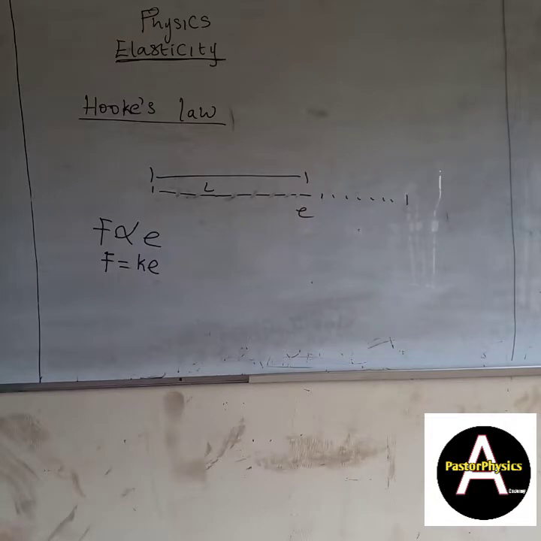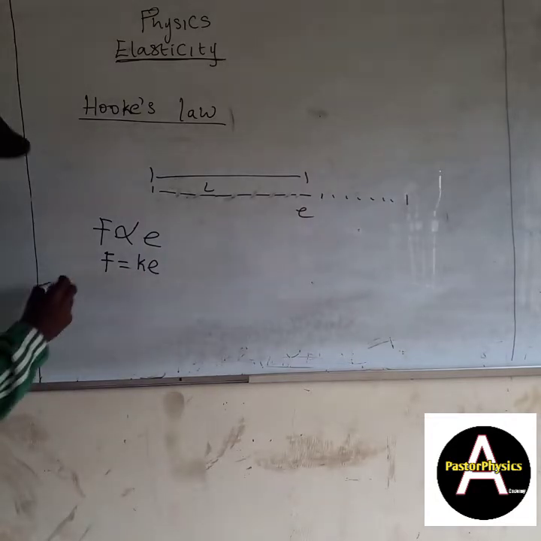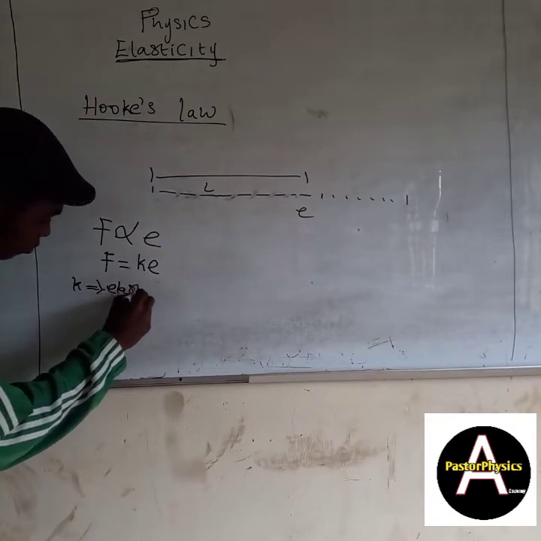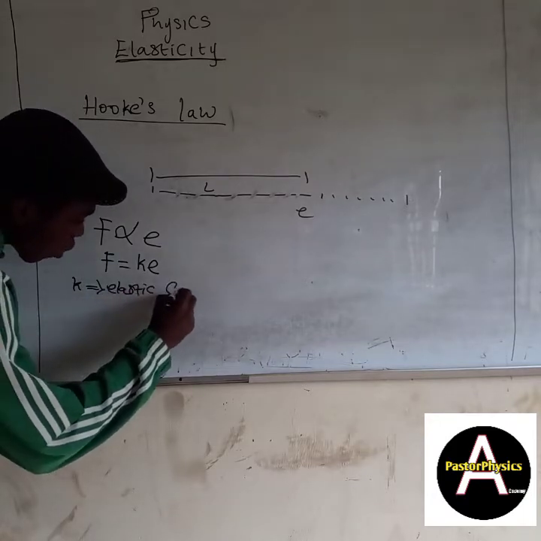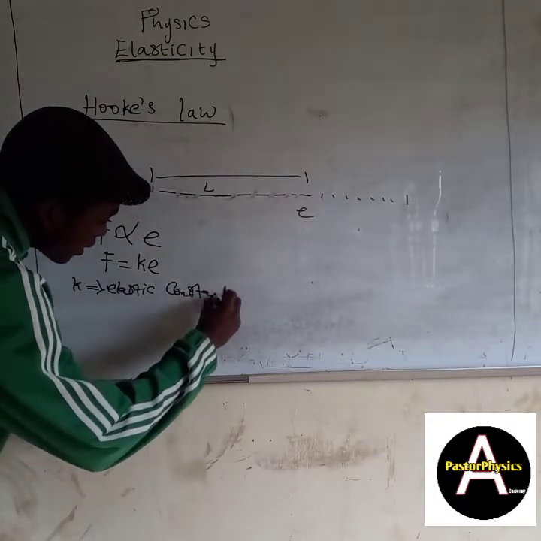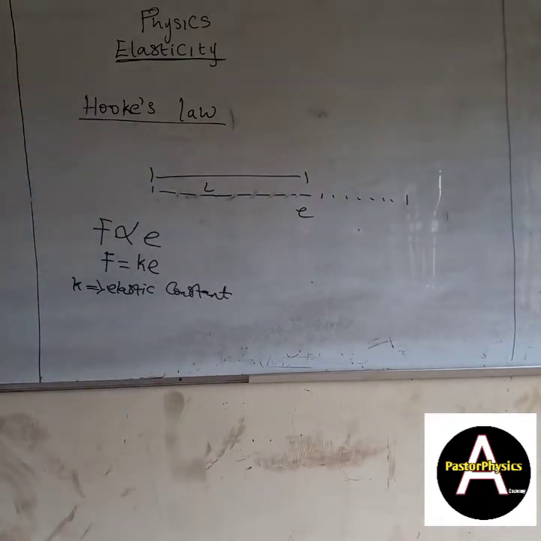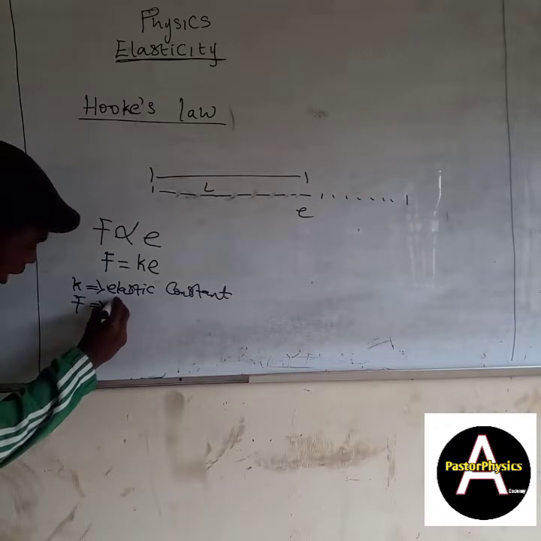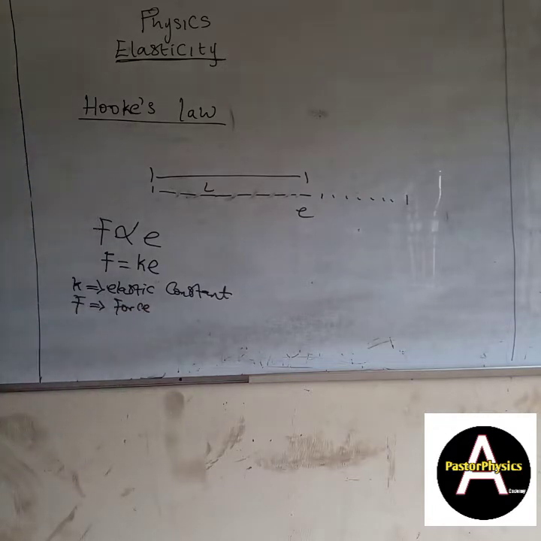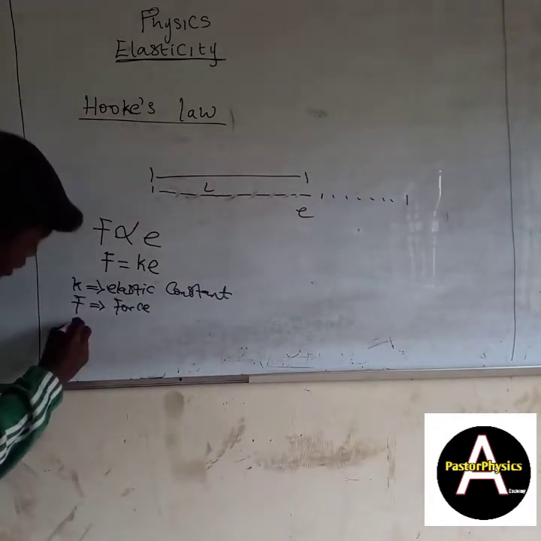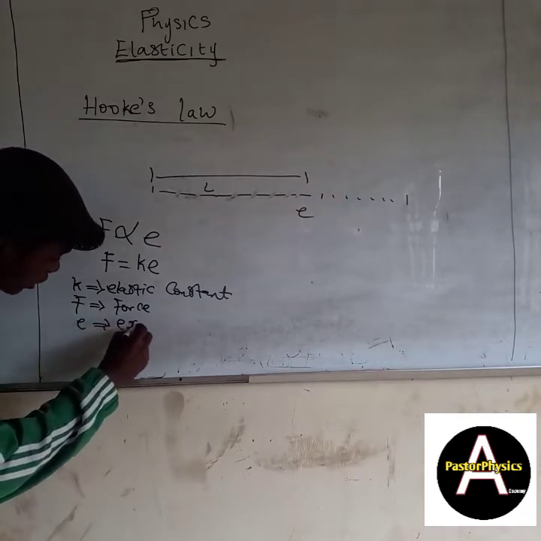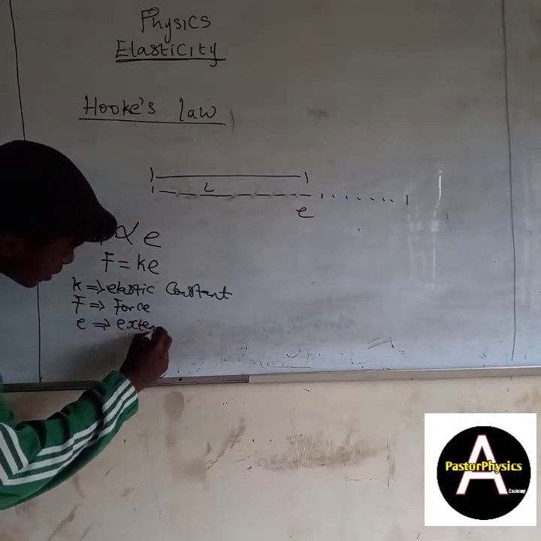Now listen very carefully. What is K? K is called the elastic constant. What is F? We all know that F is the force applied, right? F is the force applied. What of E? E is called what? The extension. E is called the extension.